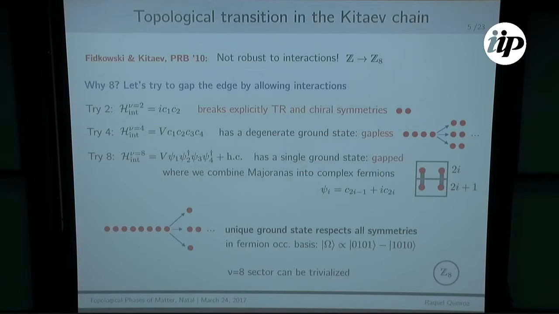If we try to gap out two Majoranas, this will, because it's an SPT, explicitly break time reversal symmetry, and you cannot gap it out. If we write a symmetry-preserving interaction with four Majoranas, it's also possible. However, it will still give us a degenerate ground state. This is basically something like a density-density type of interaction when we write it down in terms of complex fermions.